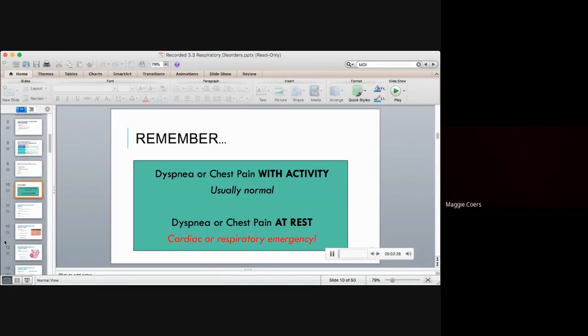This is a really important point to remember for the rest of your nursing career. Basically, if someone comes in for chest pain or shortness of breath with activity, usually it's not as big of a deal than if they complain of chest pain or shortness of breath at rest. If the older adult is complaining of these things at rest, that means their body does not have enough oxygen to support their normal basic function. So a cardiac or respiratory emergency may ensue.